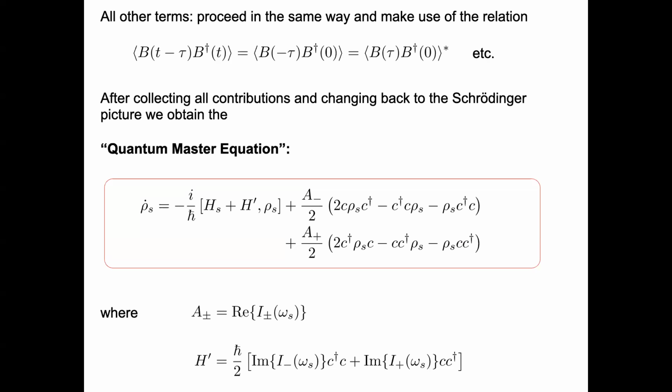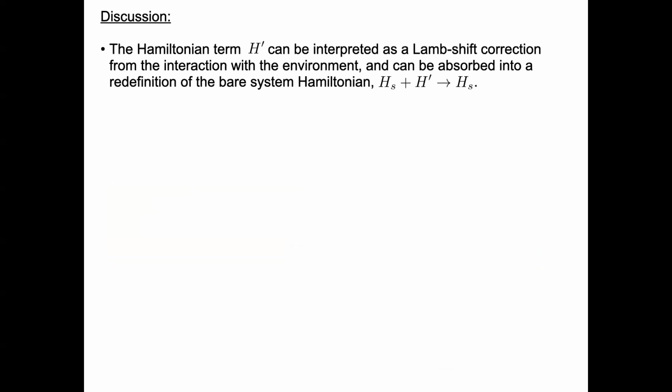It's always of the type 2 jump operator: 2cρc† − c†cρ − ρc†c. This is the term that describes emission into the path, and the reverse, where you just replace c and c†, corresponds to energy absorbed from the path. But it's always this structure, so keep this in mind. Okay, so let's summarize what we have obtained here.